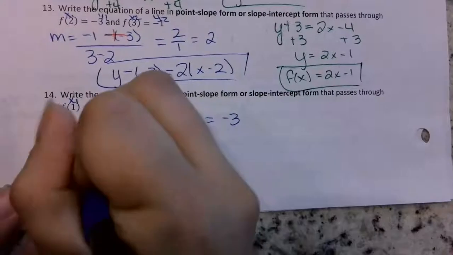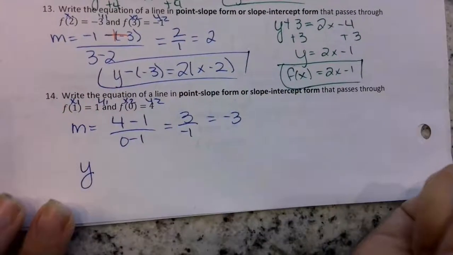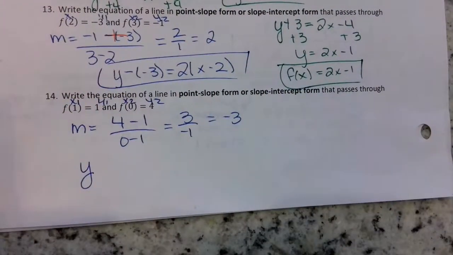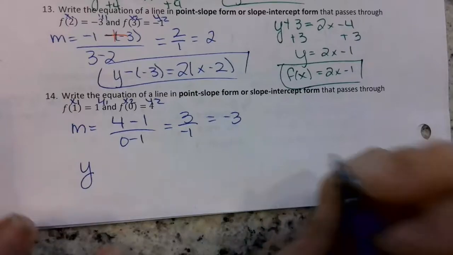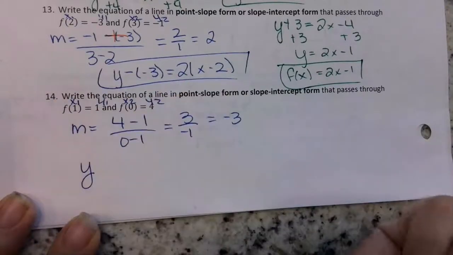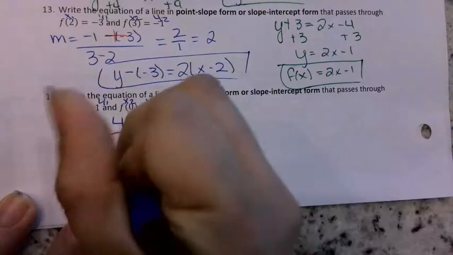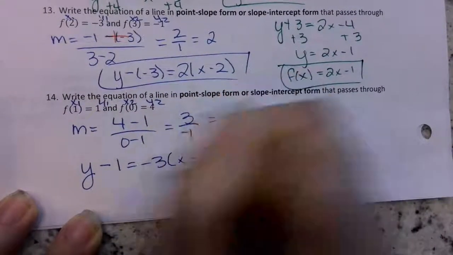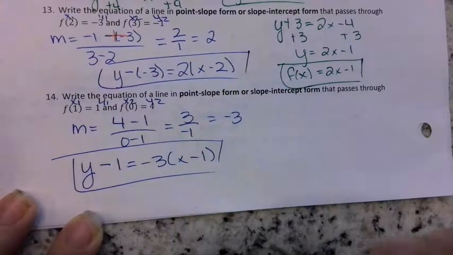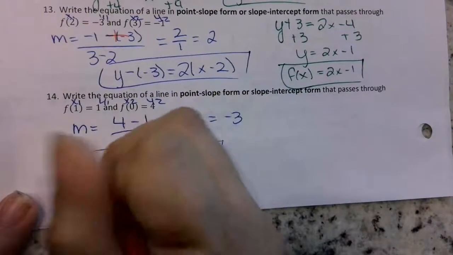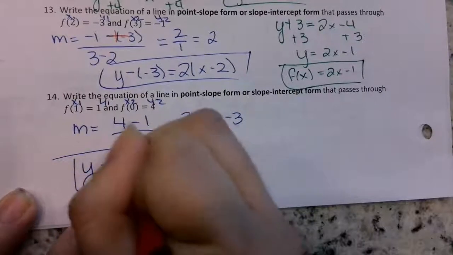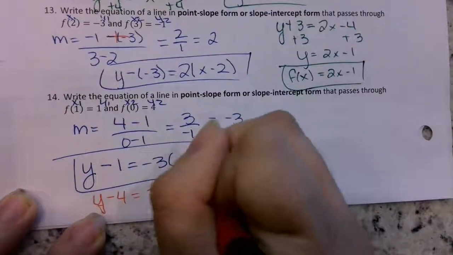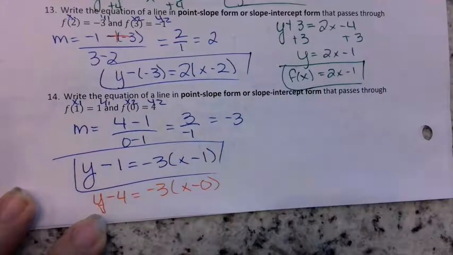I'm going to go ahead and plug into slope-intercept form. Oh, and one thing I want to point out, if I used x2, y2 instead of x1, y1, it would have also given me the correct answer, and that would also be accepted on Canvas when you take your test. So I'm plugging in x1, y1, so I have y minus 1 equals negative 3 times x minus 1. That would be a correct answer. And going along with what I just said, I could also write y minus 4 equals negative 3, x minus 0, and that would also be a correct answer.